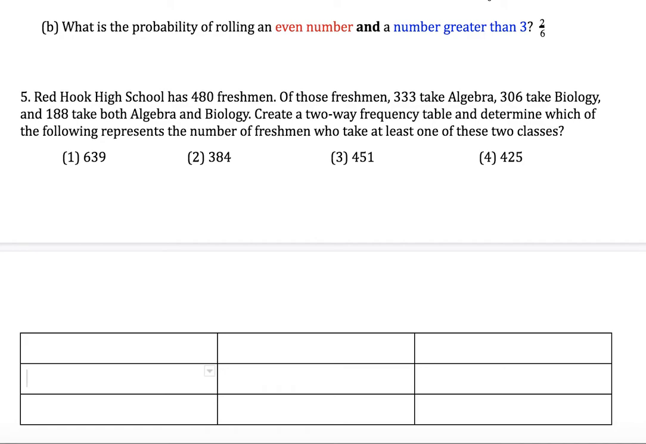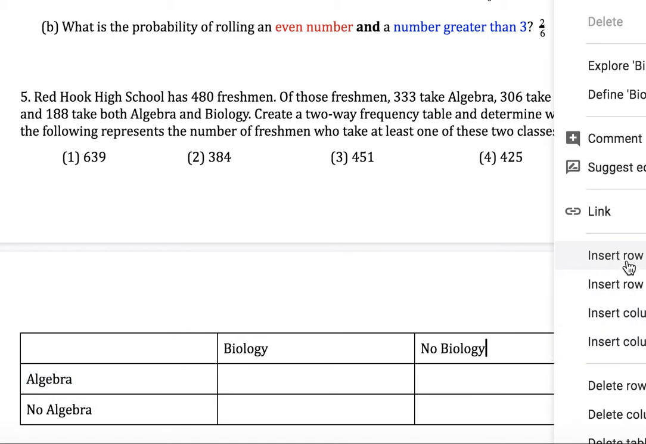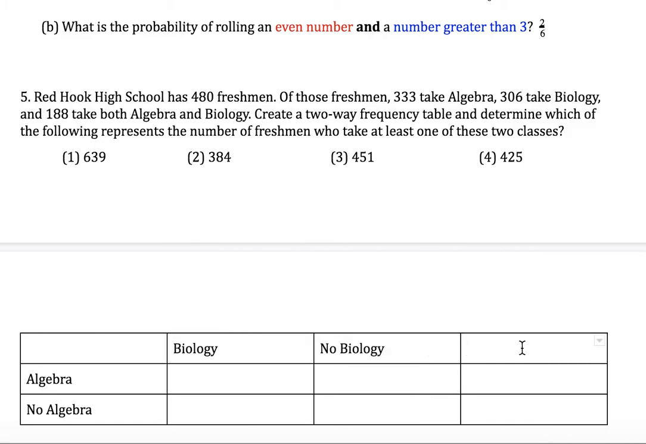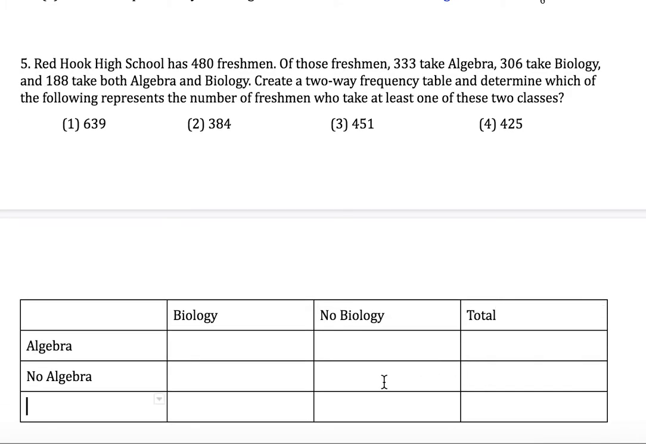On the side, I'll do algebra, no algebra, biology, no biology. I need one more cell on each. I have to have my totals. Okay, so now let's go ahead and fill them in. So 480 freshmen is how many they're surveying. So that's going to be my total down here on the bottom right, 480.